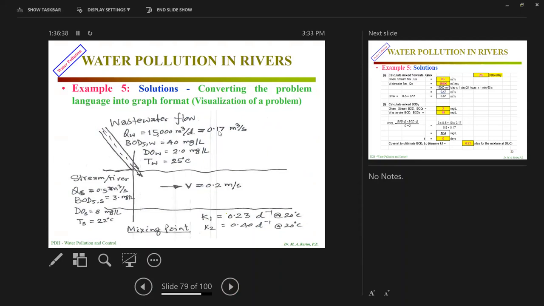The wastewater Q W equals this, then I convert it into meter cube per second. What I did is one day is equal to 86,400 seconds, divided by that. So I get 0.17. And BOD5 of the waste is 40. Dissolved oxygen of the waste is 2. Temperature of the waste is 25. Here it is for the stream. Flow rate is 0.5 meter cube per second. BOD5 is 3. Dissolved oxygen at 8. And temperature is 22 degrees Celsius. Probably I should put those in a river, because I would have a mixture with the DO to be something else. This is the velocity of the flow. These are the K1 and K2 values at 20 degrees Celsius.